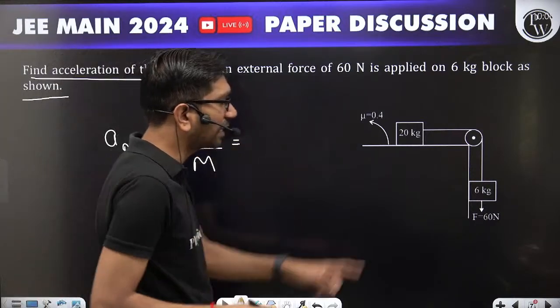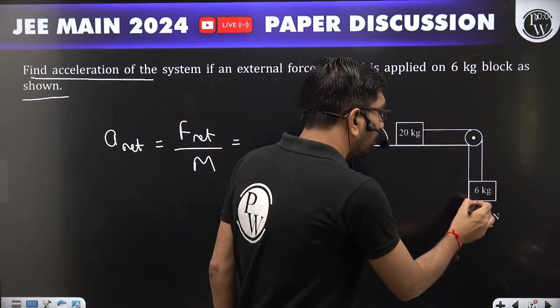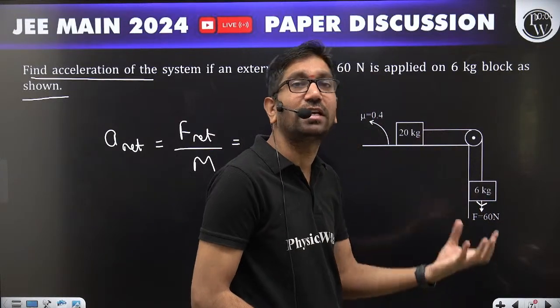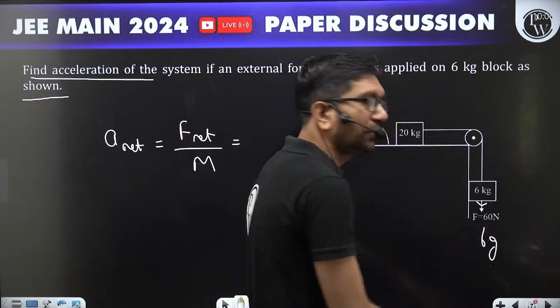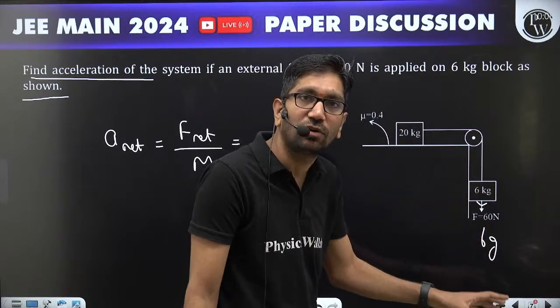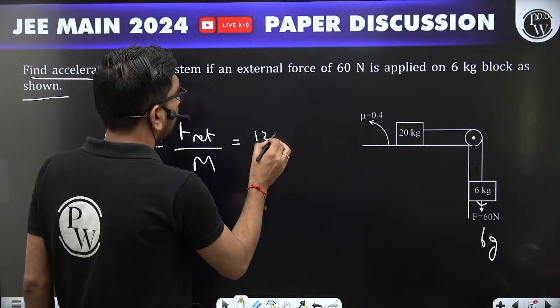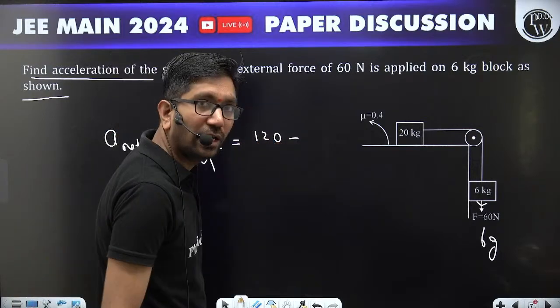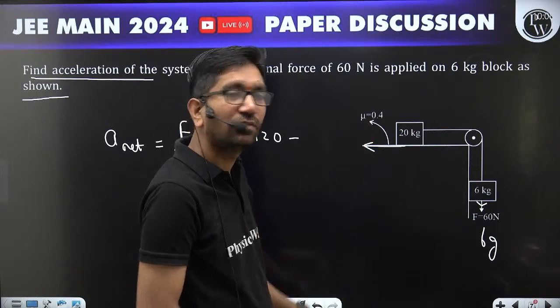What is the net force acting here? One is the external 60 Newton. And one more force is there. What is that? Gravitational force. Gravity is pulling this one in a downward direction, so 6g you have. 60 plus 60, it is 120. Minus, in the opposite direction you have a friction force, right? He has given friction also.